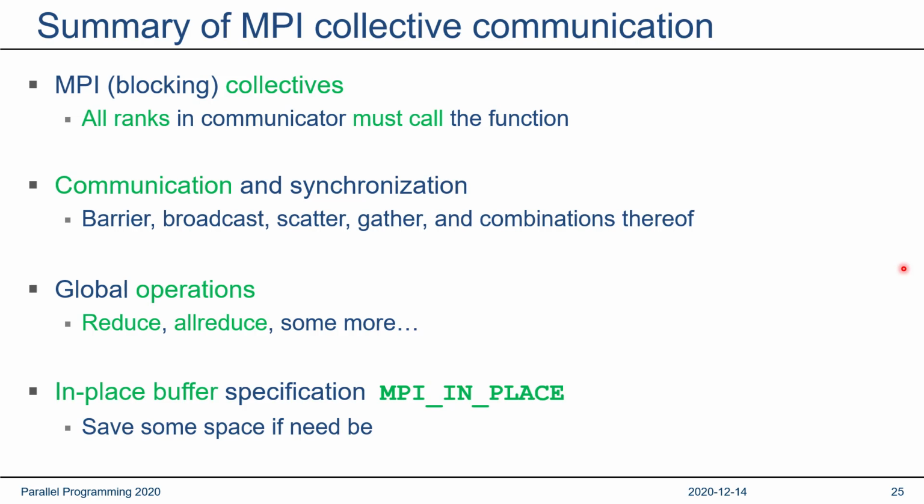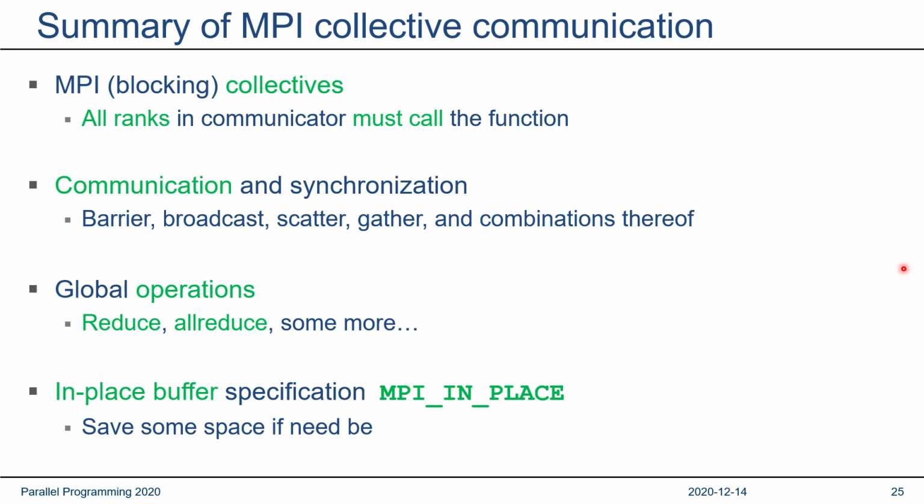Global operations do calculations at the same time as communication. We covered reduce and allreduce. If you want to know more about that, there are some more options and you can consult the standard. There is an in-place buffer specification with MPI_IN_PLACE, which allows you to save space and copy operations in some cases, so that may be relevant if the amount of data you're operating on in such global operations is large.